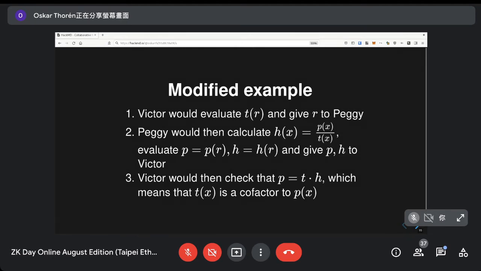In this slightly modified example, Victor would evaluate the target polynomial at a random point r, and then give this r to Peggy. Peggy would calculate the arbitrary polynomial, evaluate p at point r and the arbitrary polynomial h at point r, and get these p and h evaluated numbers, then give them to Victor, the verifier. Victor would then check that this consistency holds, so that p is equal to t times h, which essentially means that t of x is a cofactor of p of x.